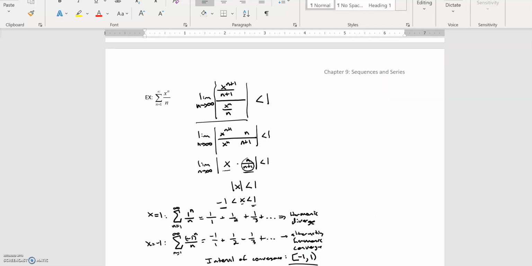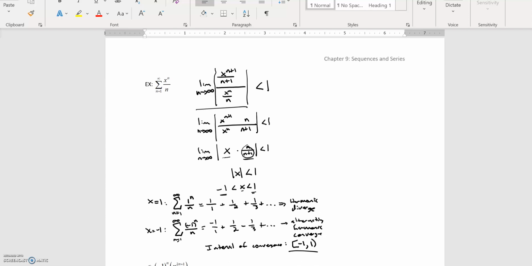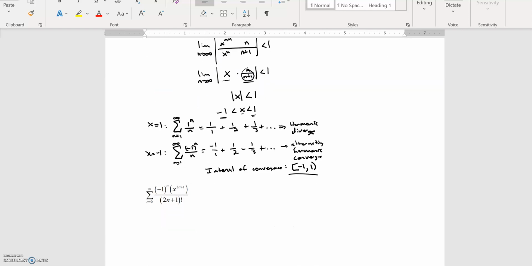So 1 is the radius because it goes 1 out from 0. And then we did a problem, and the key to finding the interval of convergence is first doing the ratio test, and then checking the endpoints to see if they work. That's the problem we did last time.